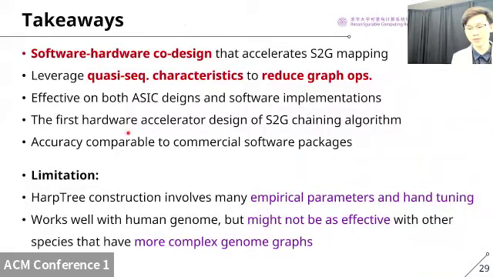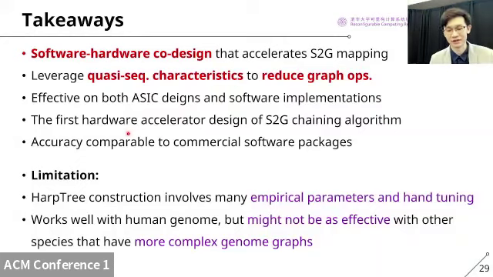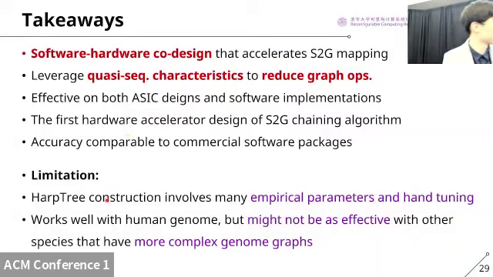So in this work, we build a software and hardware co-design that accelerates sequence-to-graph mapping, which is an important workload in pangenome. Yeah, and we leverage the quasi-sequential characteristics to efficiently reduce the number of graph operations and optimize the overall throughput. There are still several limitations, like the construction involves many empirical parameters and hand tuning, and we only tested on the human genome graph, but I'm not sure whether it will be as effective for some other species, like if they have more complex genome graphs. But for the human genome, I think it's okay.